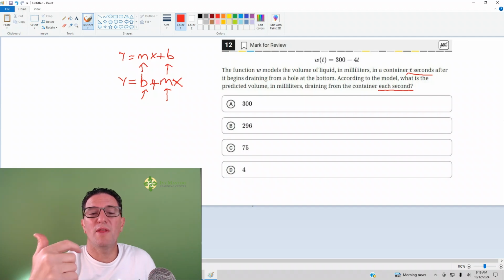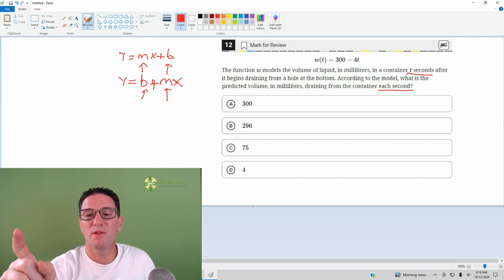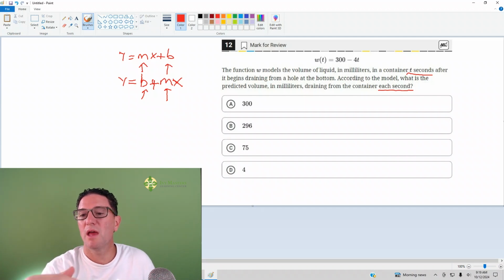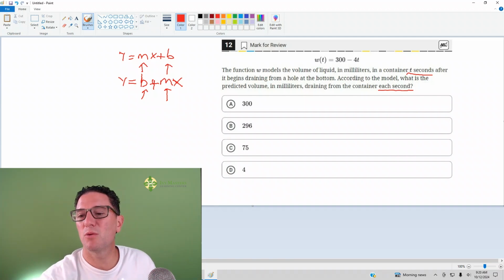If you know that the initial value is always your b, then you know the initial is 300. You know that there's 300 millimeters of liquid to begin with. And if you know that anytime you see the word each or every or per, it means slope, then you know the answer to this question in just 5 seconds. According to the model, the predicted volume in millimeters draining each second is going to be 4.